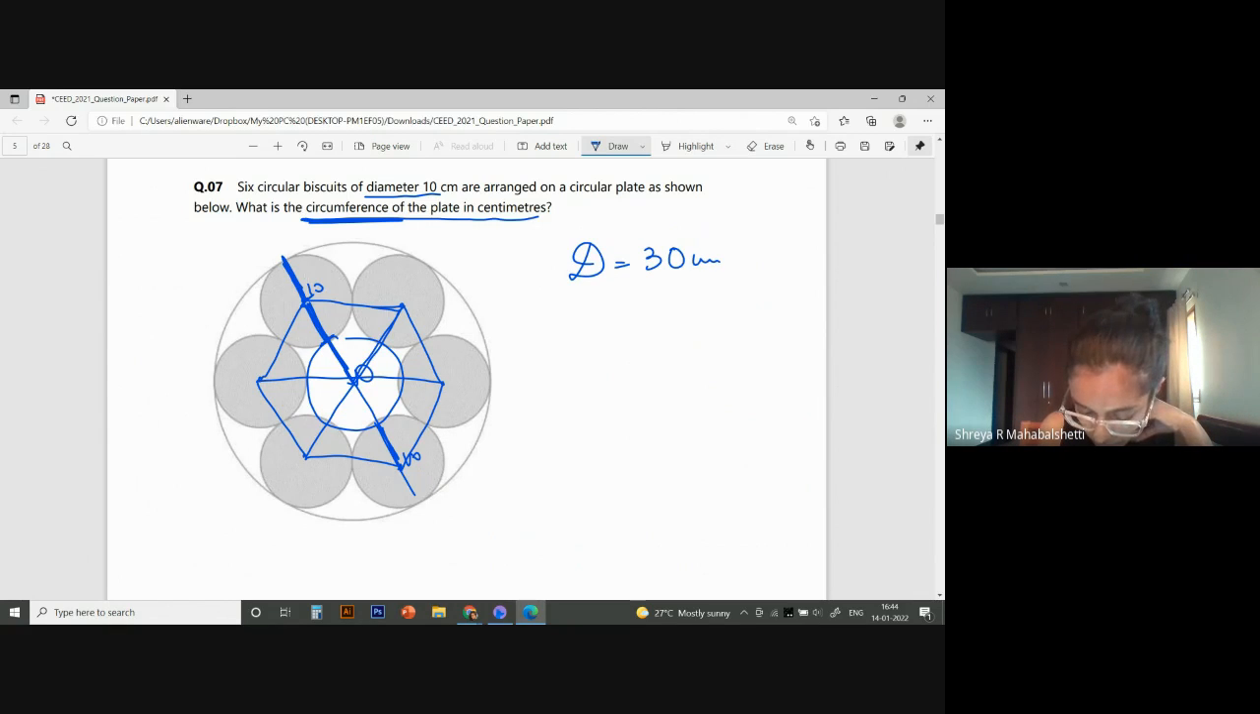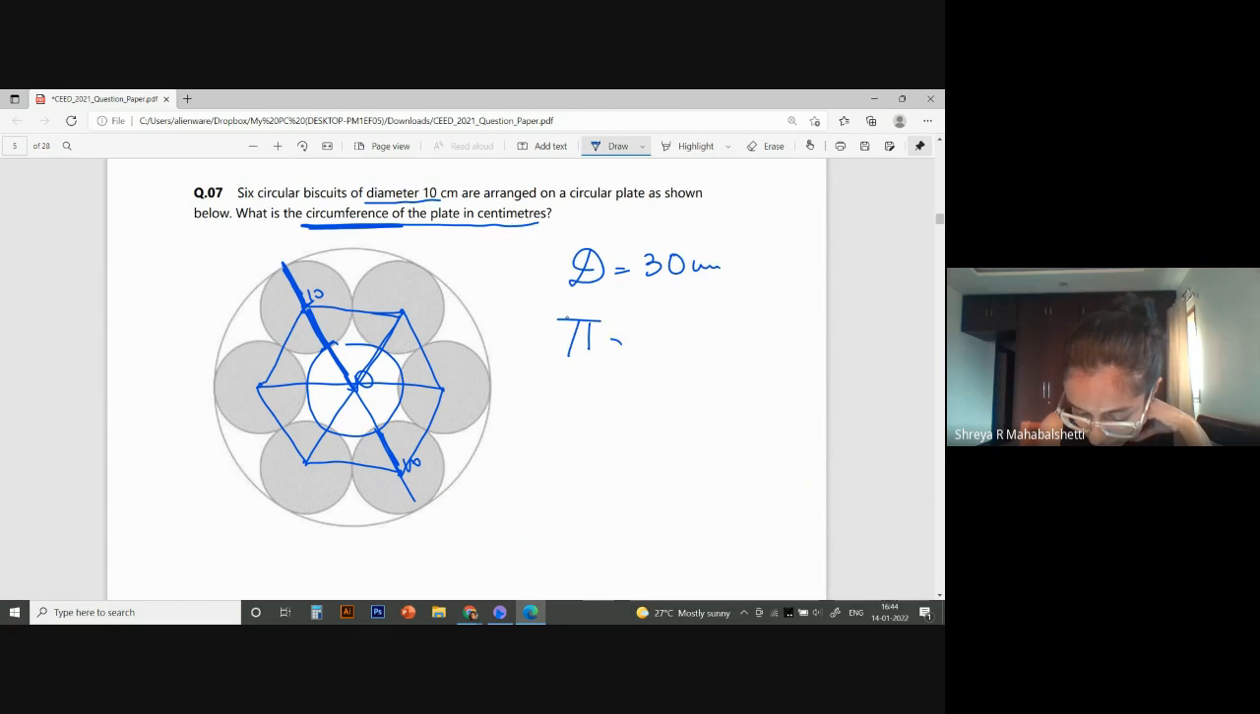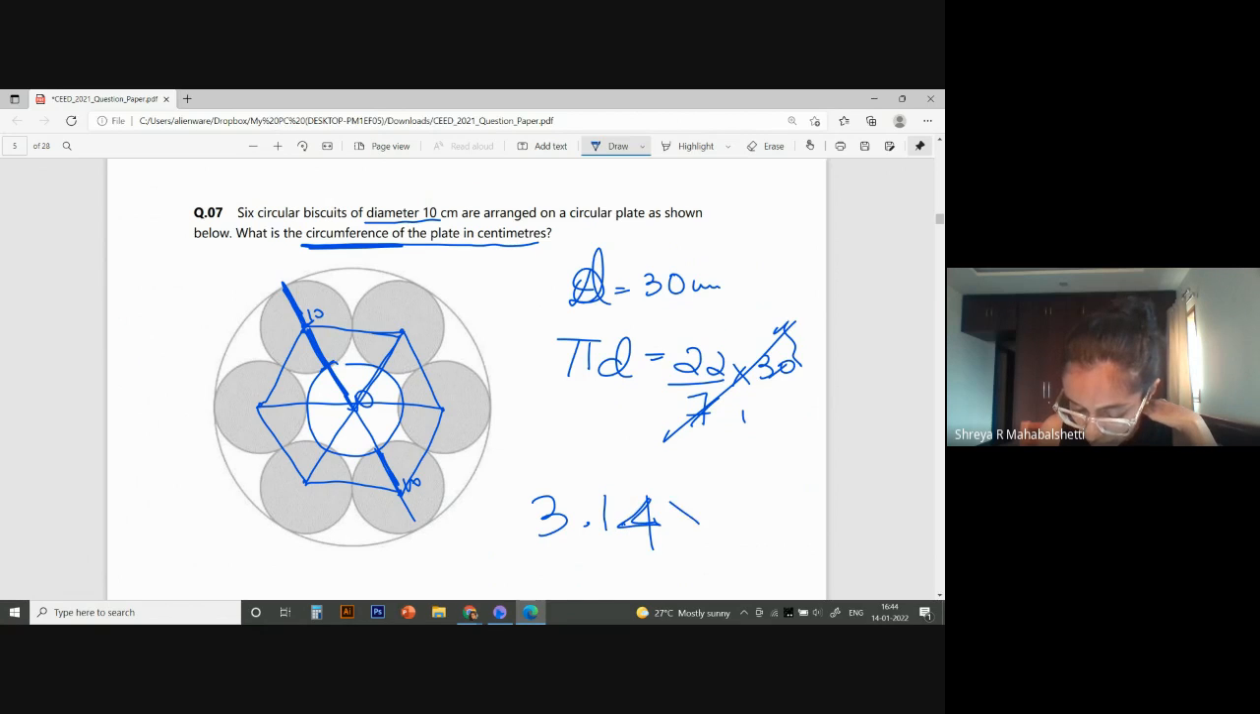What is the circumference? Circumference is pi d, right? So pi is 22 by 7 into 30. Is there a way I can do this? No, right? So 22 by 7 will be bigger mathematics. Imagine calculating with 22 by 7 and working it out, it will become really big. So 22 by 7 is usually 3.14. Okay, that you multiply by 30.